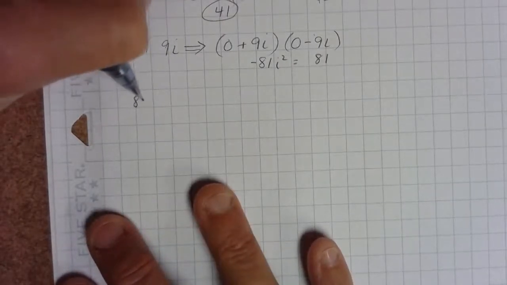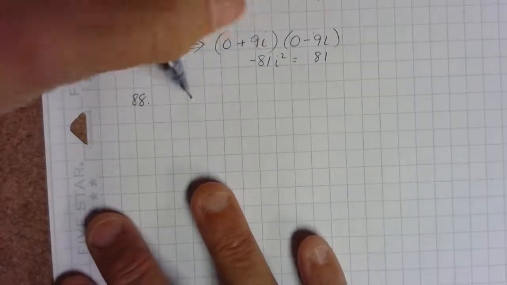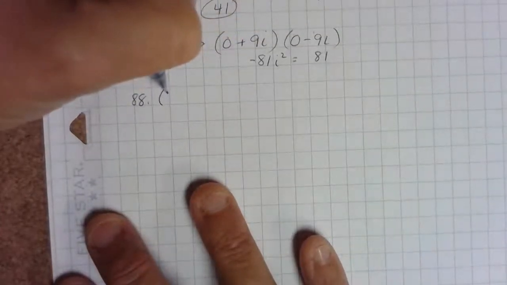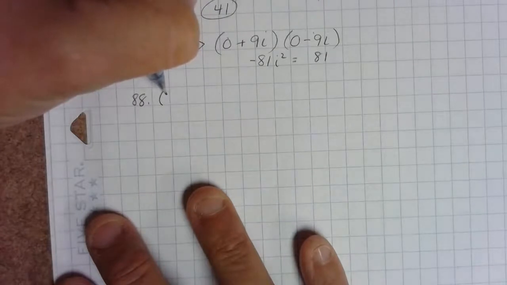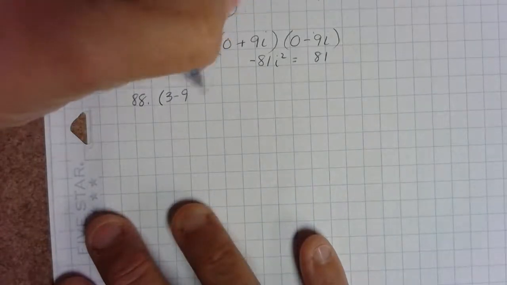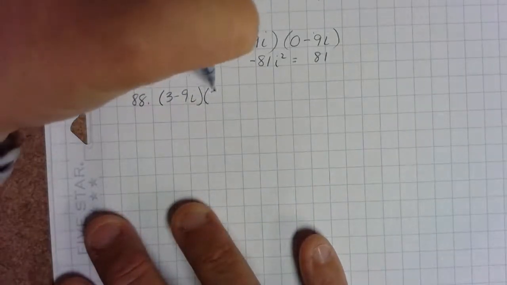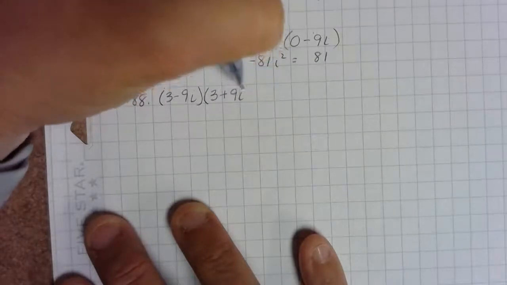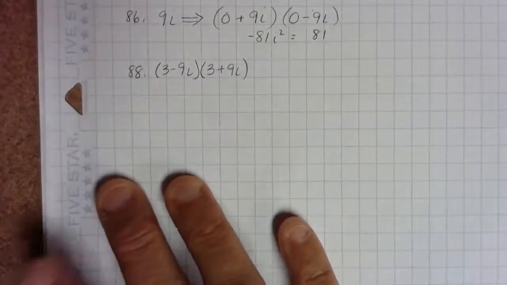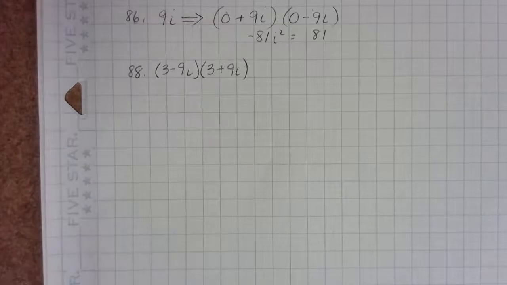So we're going to go through these because I think that'll be the best way for you to see all the different types of problems they might throw at you. 88. 3 minus 9i times 3 plus 9i. Now, someone like me gets real excited when they see that because they realize they have conjugates. But while you're learning as emerging algebraists, you might go ahead and FOIL it, which is fine.